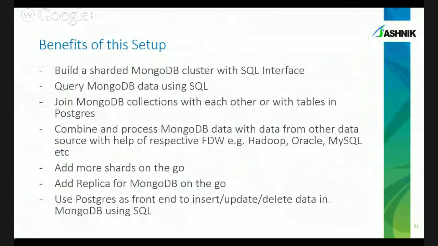The main advantage, like I emphasized earlier as well, is that you can build a MongoDB cluster with an SQL interface. You can query MongoDB with SQL, which means you can join that MongoDB collection with other MongoDB collections or tables in Postgres, or even other foreign tables coming from Hadoop or Oracle or MySQL. So basically, you are trying to build a hybrid data hub in Postgres itself.